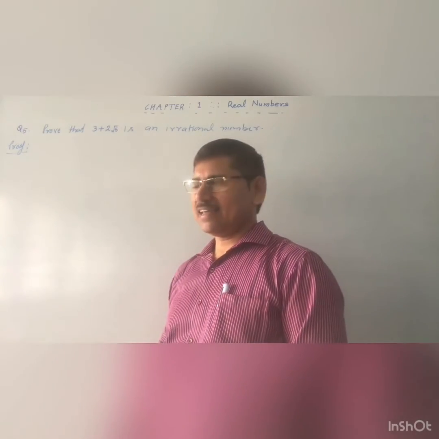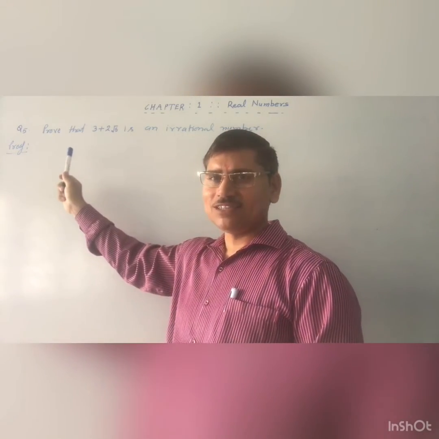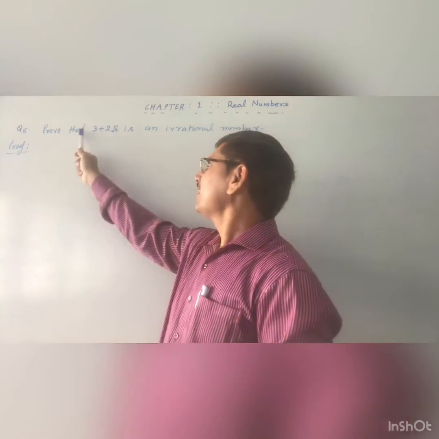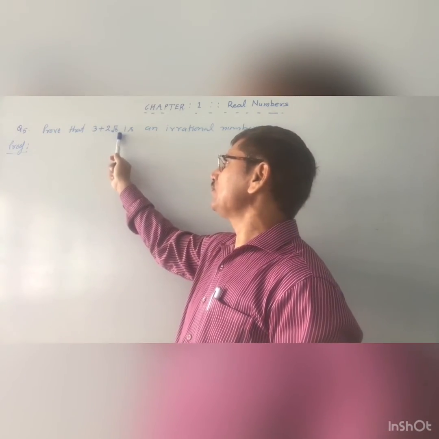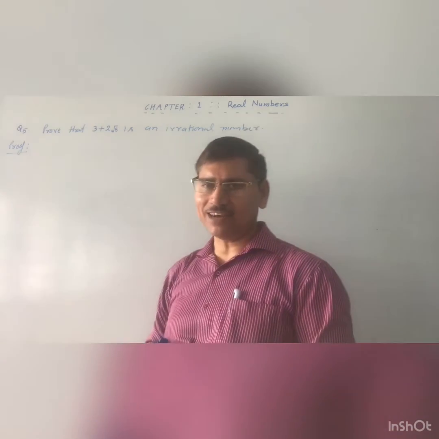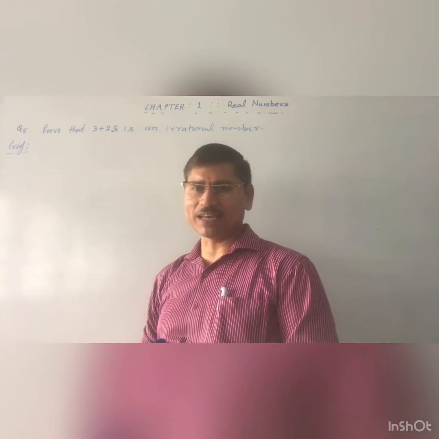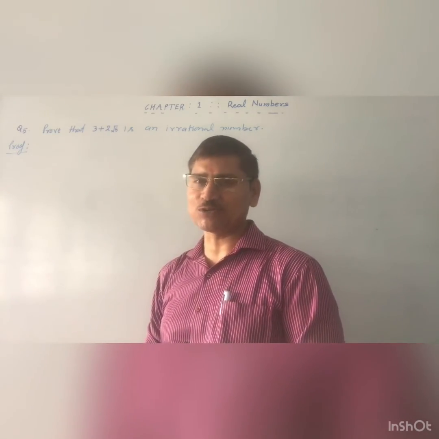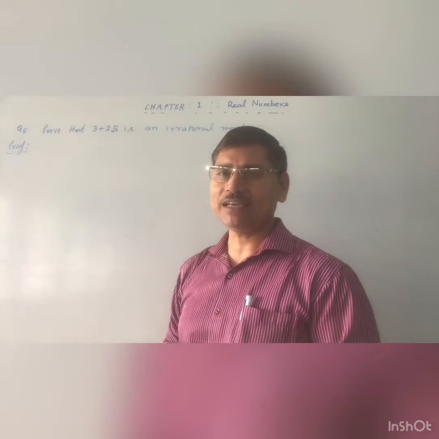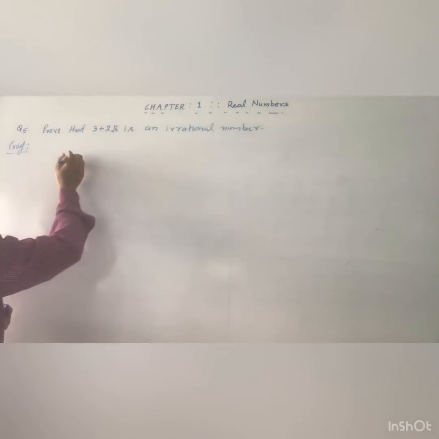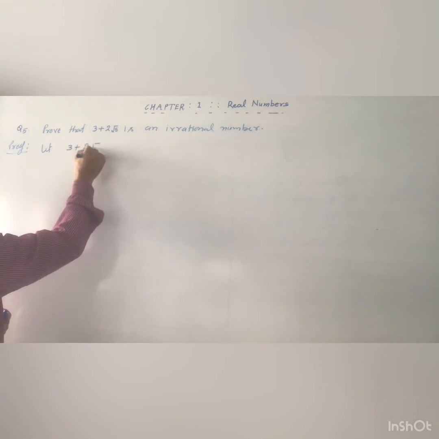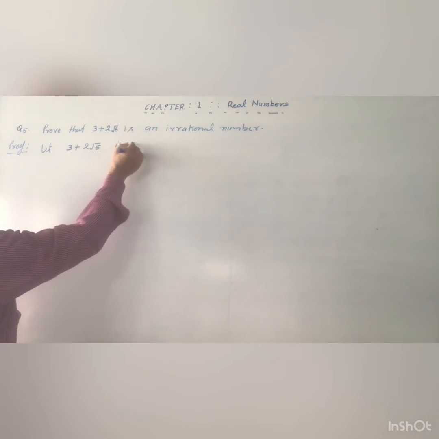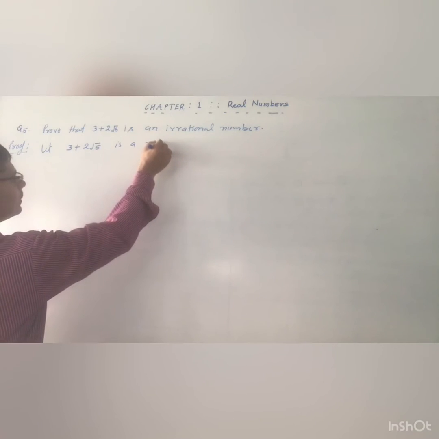Let us do another important question: to prove that 3 plus 2 root 5 is an irrational number. अब इसे हमें प्रूव करना है, ये क्वेश्चन भी मोस्ट इम्पॉर्टेंट क्वेश्चन है। तो चलिए इसका प्रूफ भी कैसे करना है आइए देखते हैं। First of all we will take it as: let 3 plus 2 under root 5 be a rational number.